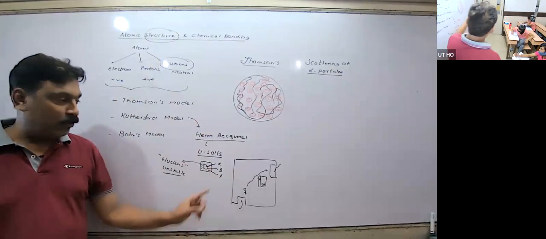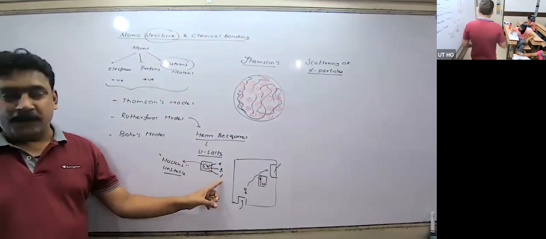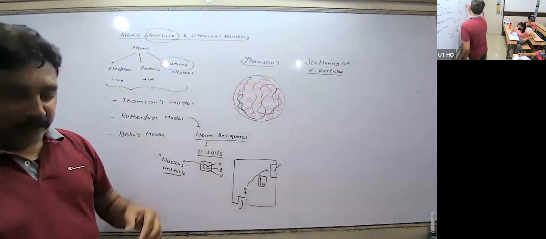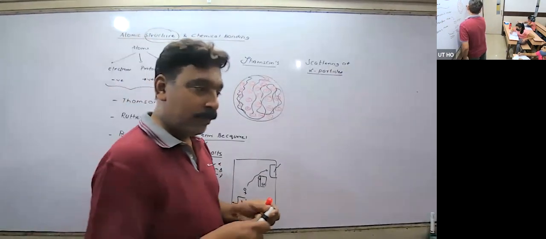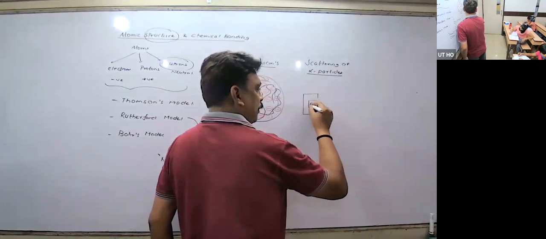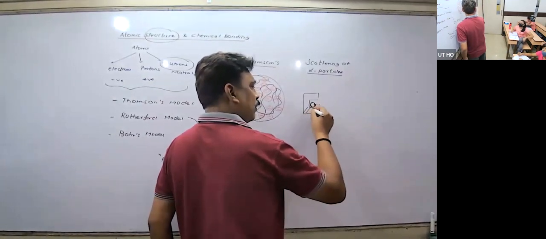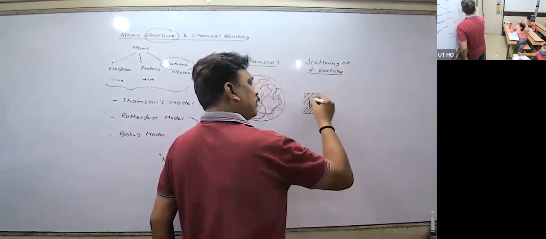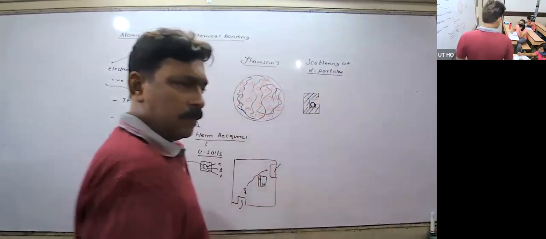Okay, so what did they do? They took alpha rays from a radioactive substance. He took a radium substance, which is radioactive. Radium was taken and placed over here, and this is a lead block.